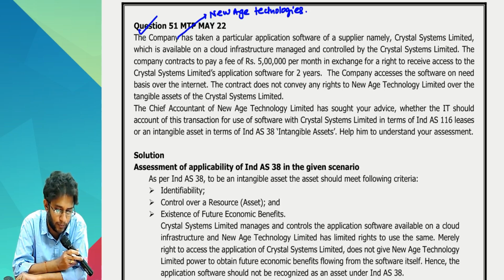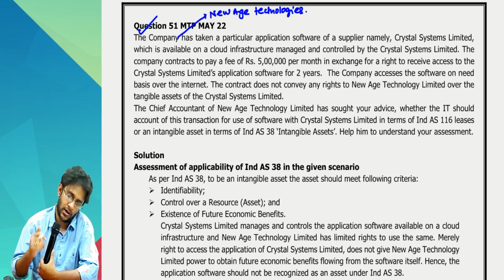The company contracts to pay a fee of rupees 5 lakhs per month in exchange for a right to receive access to Crystal Systems Limited software for 2 years. The company accesses the software on a need basis over the internet. The contract does not convey any rights to New Age Technology Limited over the tangible assets of Crystal Systems Limited. The chief accountant of New Age Technology Limited has sought your advice whether it should account for this transaction for use of software in terms of Ind AS 116 Leases or in terms of Ind AS 38 Intangible Assets. Help him understand your assessment.